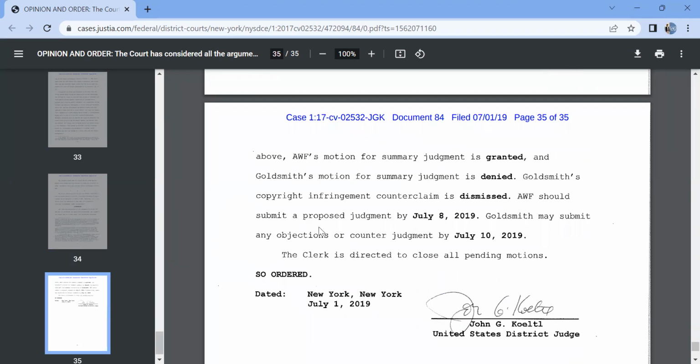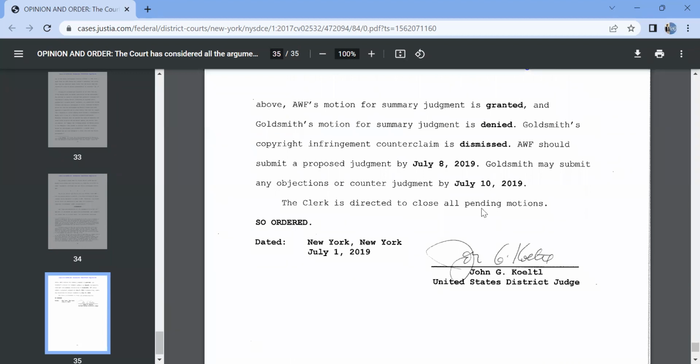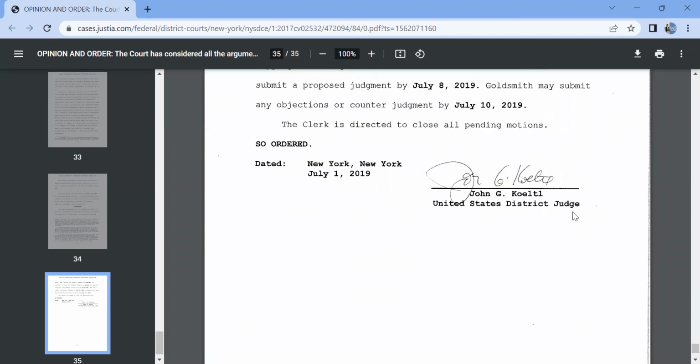AF should submit a proposed judgment by July 8, 2019. Goldsmith may submit any objection to the proposed judgment by July 10, 2019. The clerk is also directed to close the pending motions.